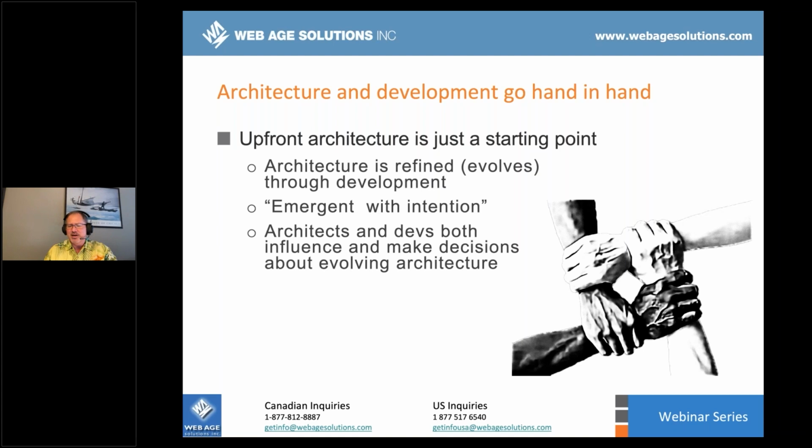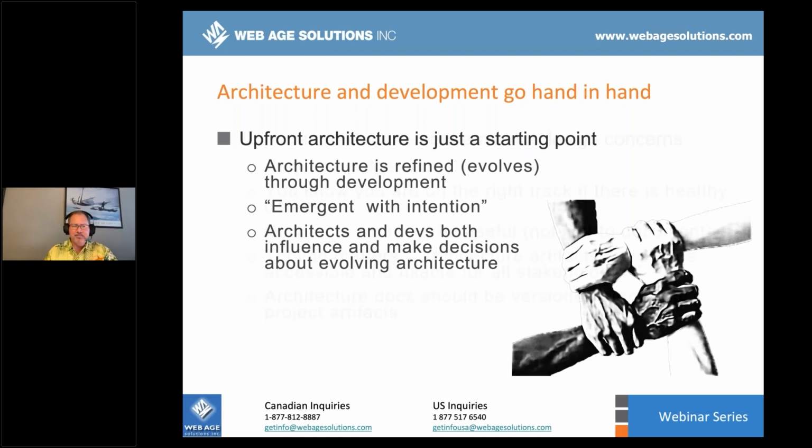And it's an architecture that, this is not an official phrase, I made this up for this talk, is something that's emergent with intention. In other words, it's going to evolve, but it should be a kind of directed evolution. We're going to discover things and we're going to incorporate them. We're going to guide the evolution of the architecture itself. And most importantly, the architecture is something that both architects and developers are involved in, both influencing, and both making decisions about.